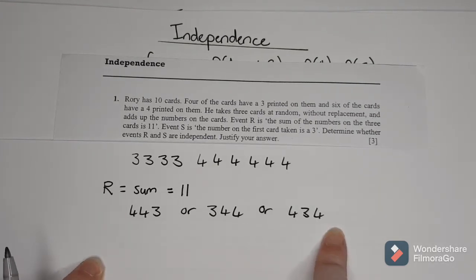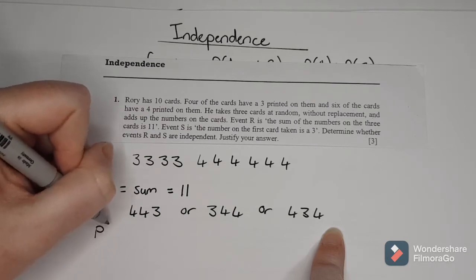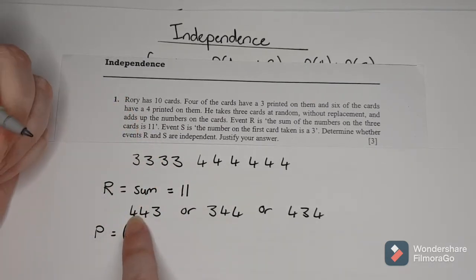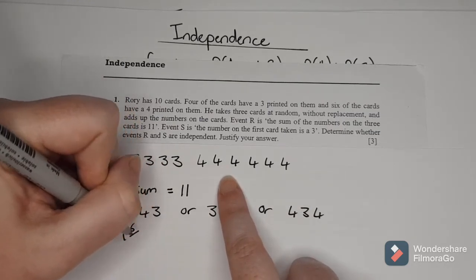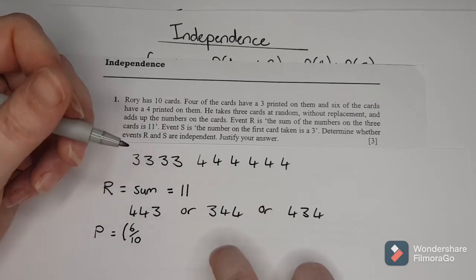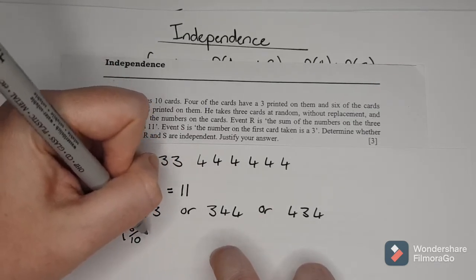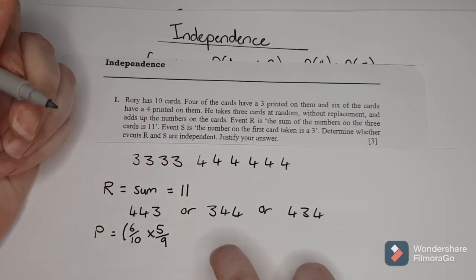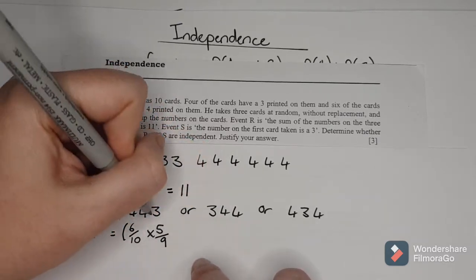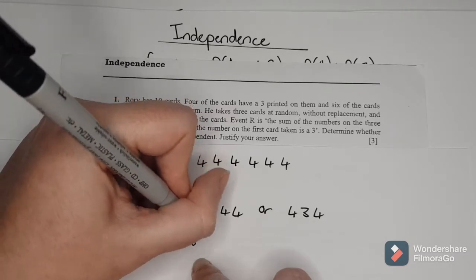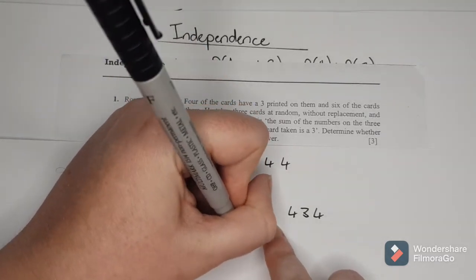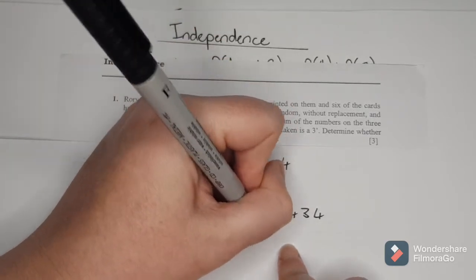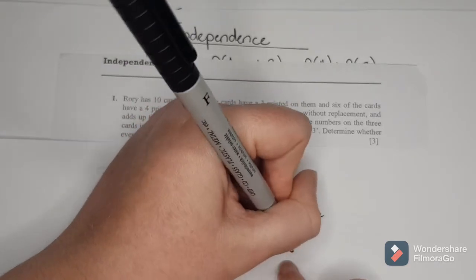So if those are our different options, now we can work out the probability for event R. The probability of getting a 4 is 6 over 10. Then we chose that without replacement, so we're only left with 9. Then we chose a 4 again, which means that's going to be times 5 over 9. Then there are only 8 cards left, and then we chose a 3, so that's going to be 4 over 8. Or, we add the next one, choosing a 3 means it's going to be 4 over 10, times choosing a 4 is 6 over 9, and then 5 over 8.